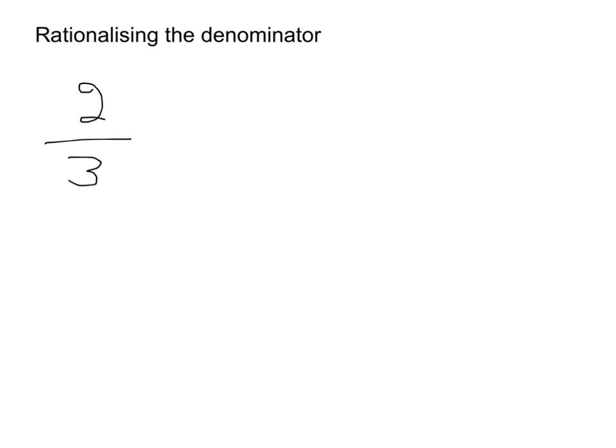Rationalising the denominator. This uses the same principle as equivalent fractions. For example, 2/3. If I want to change that to an equivalent fraction, I need to multiply the top and the bottom by the same thing.